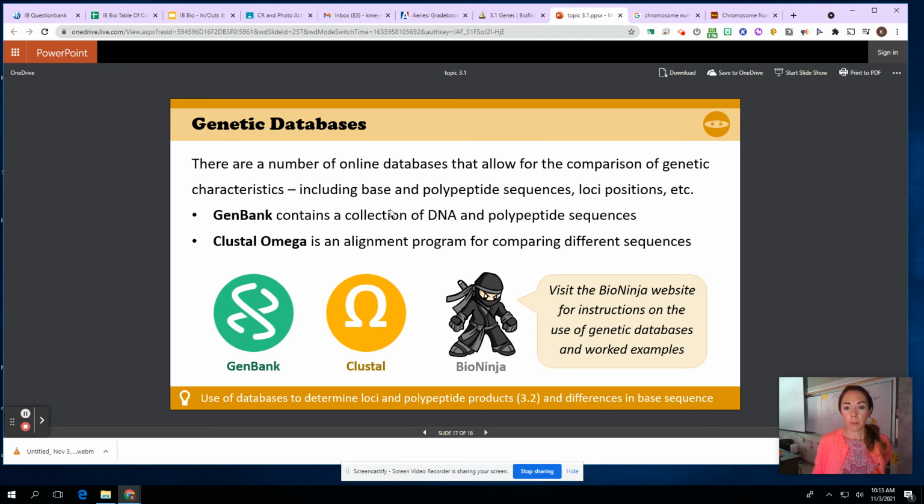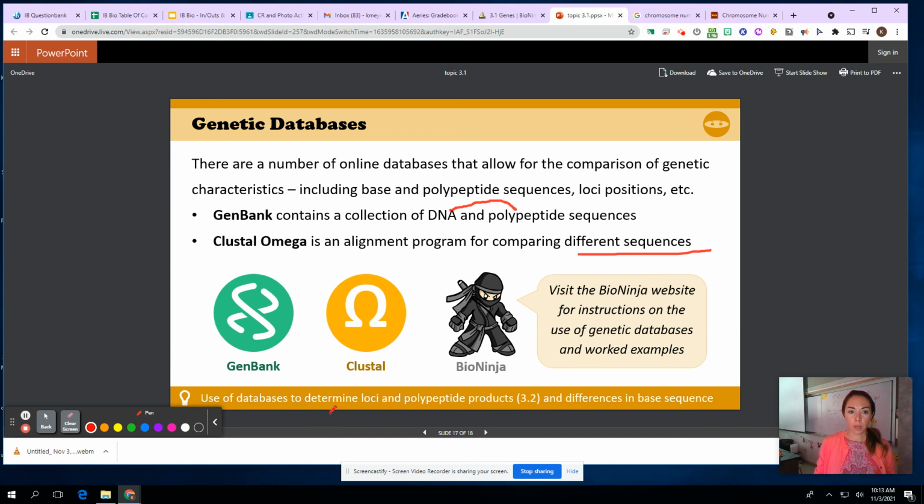GenBank contains the collection of DNA and peptide sequences. Remember, peptide sequences are what? You should have just said proteins. So polypeptide sequences are proteins. So it looks at the collection of those two. Clustal Omega is an alignment program for comparing different sequences. So it's not looking at the collection of the two and comparing it, it's just looking at the different sequences.